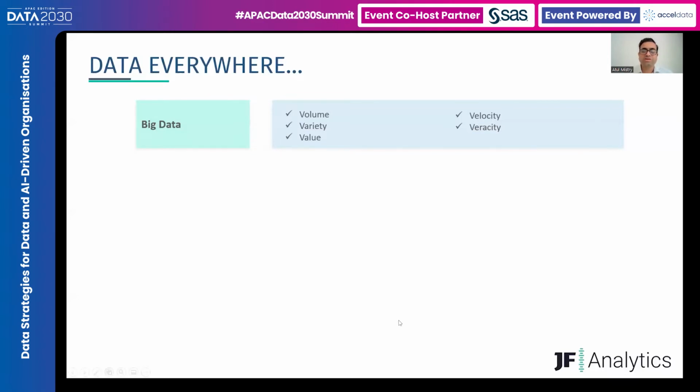So data needs to be converted into something valuable to extract relevant or useful information. Then the fourth one is velocity, the high speed of accumulation of data. Then there is veracity, the uncertainty and inconsistencies in the data. The quality and accuracy of data are difficult to control.